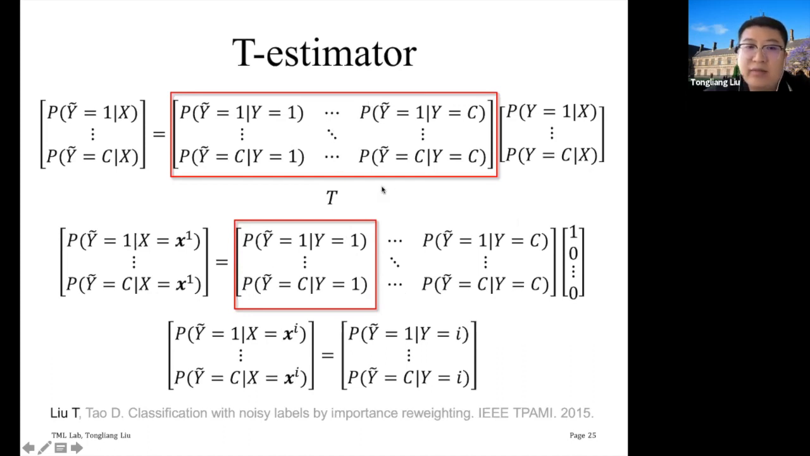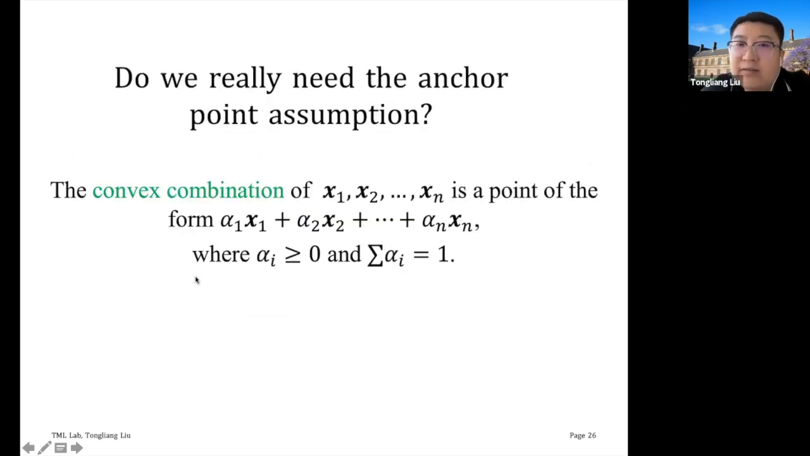The T-estimator uses anchor points. We assume that there exist anchor points. Such an assumption is strong, right? So we may ask, do we really need the anchor point assumption? Can we use some weaker assumptions? The answer is positive. So here we will introduce a weaker assumption, and it is a bit complicated.